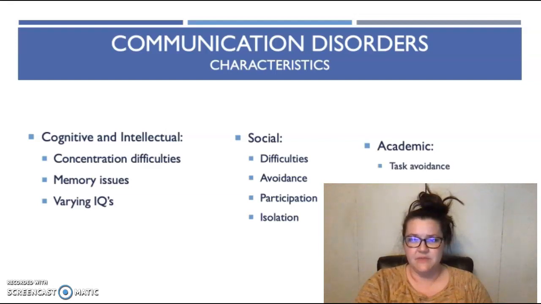Academically, students may avoid writing tasks, not ask friends or expect the teacher to intervene when having difficulty with others, and they may rely on the teacher to initiate interactions with others.